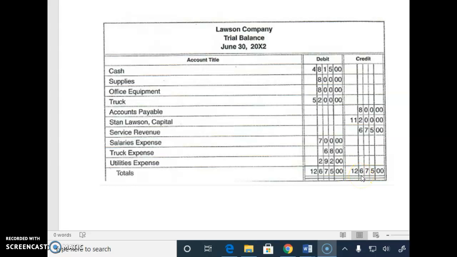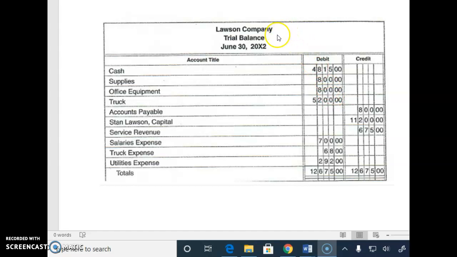Now, keep in mind, this doesn't mean that all of your accounts are correct, because you might have transposed an account, or you may have, for example, called a utilities expense a truck expense, or something like that. You may have put it into the wrong account, or you may have made a transaction backwards, and it would still balance as debits and credits. But this just tells you that you have an equal number of debits and credits, so that's a good place to start. Now, there's a certain way that you put a trial balance together.